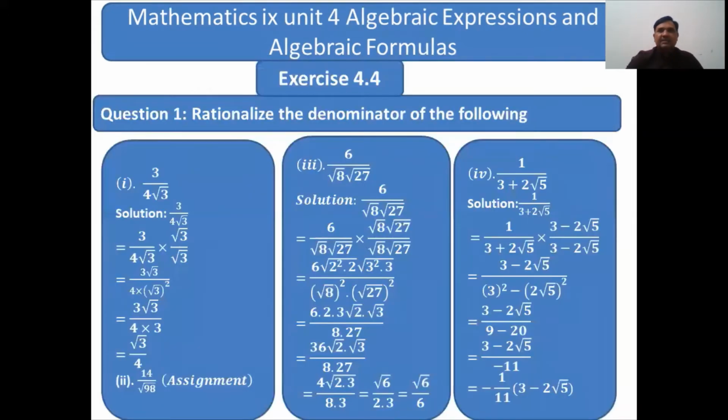So let's start exercise 4.4. Question number 1. Rationalize the denominator of the following. Part 1, 3 by 4 square root of 3.